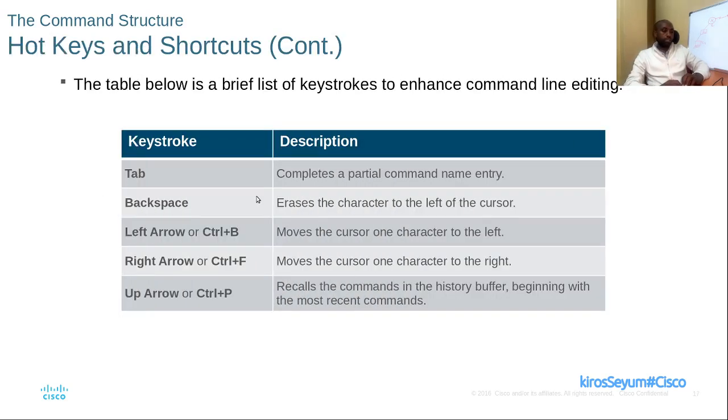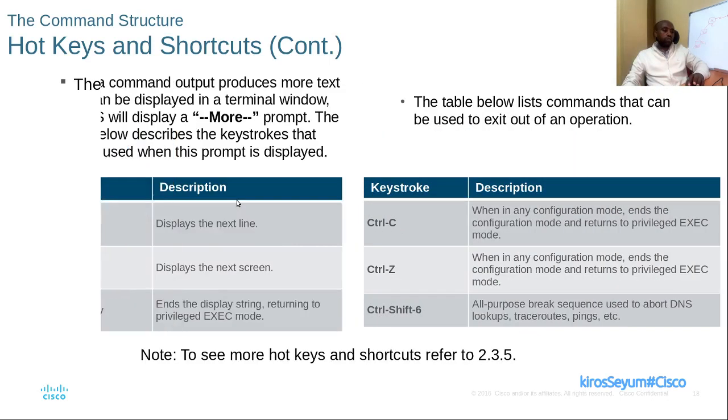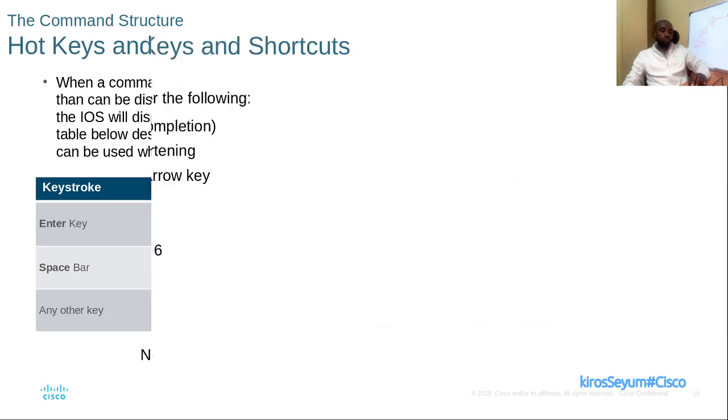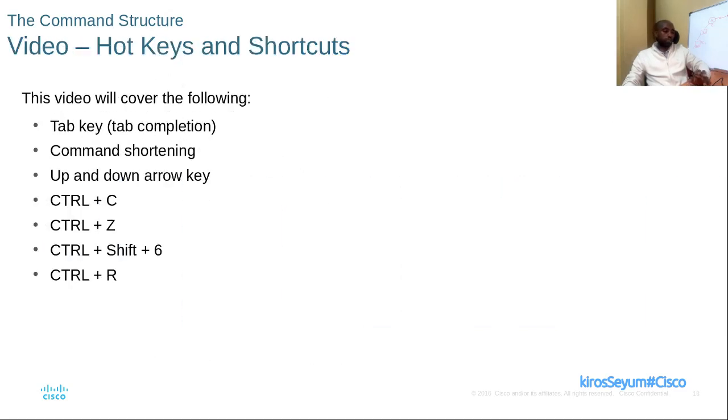Tab is very handy. You start writing, and when you press tab, it completes the command. Backspace is for deleting, and left and right arrows. These are very common handy shortcuts. Control C, Control Z are used, for example, to come back. If you are stuck, you may say Control C or Control Z. These are some shortcut keys.